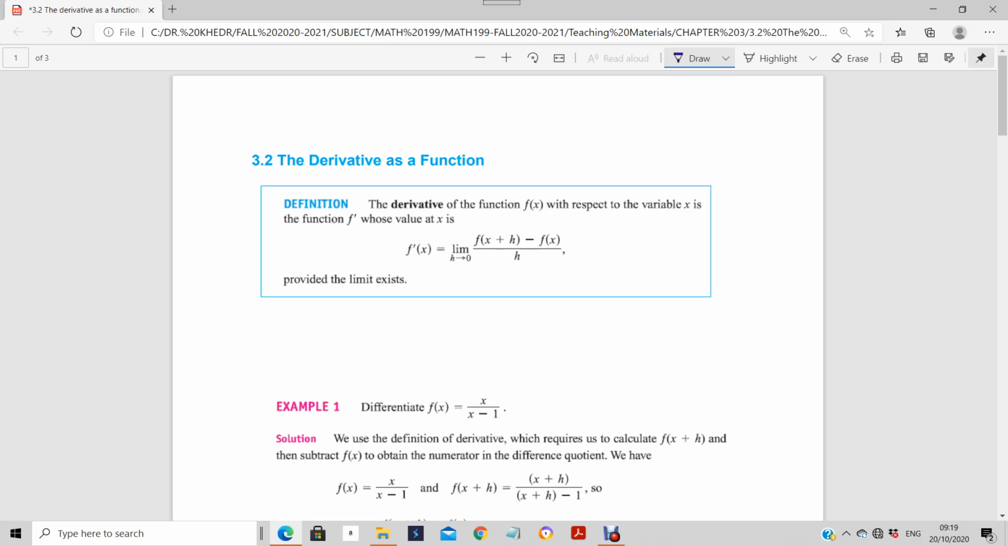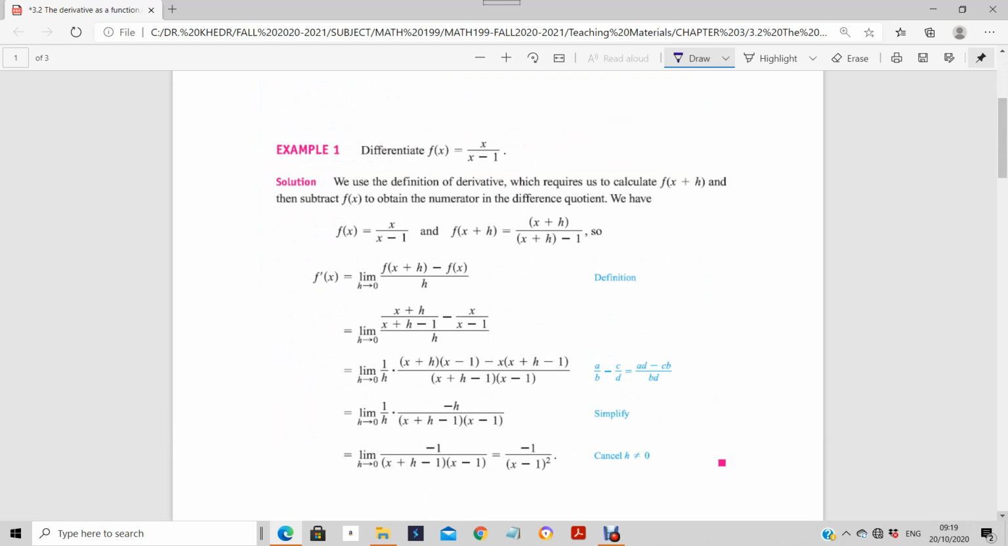It's quite similar to the previous definition, but here we are not finding the derivative of the function at x equals c or at x equals x0 or at x equals any value. We are finding the derivative of the function at x equals x. So the result will be a function of x.